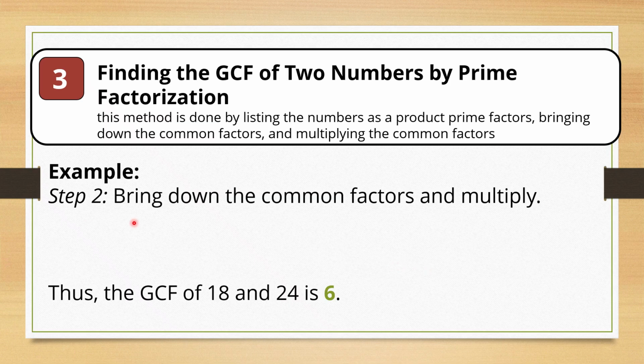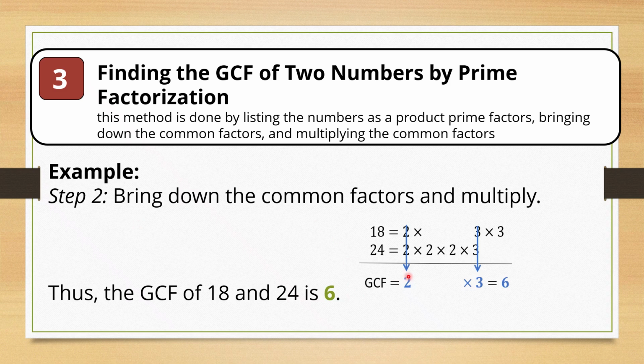Before that, here is the detail as to how it should be done. Bring down the common factors and multiply. This was mentioned earlier. 2, then bring down 3 as the common factor of both numbers. Then how did you get 6? You multiplied both common factors. 2 times 3 equals 6. That's why the GCF of 18 and 24 is 6.